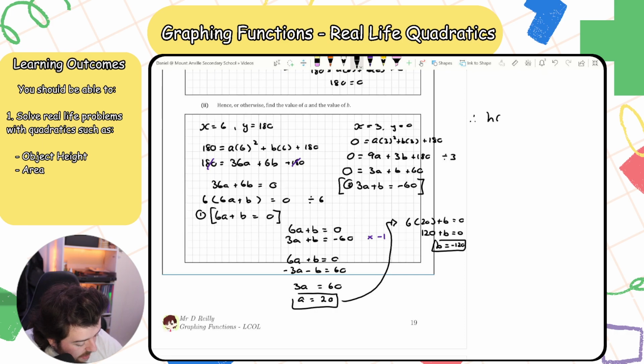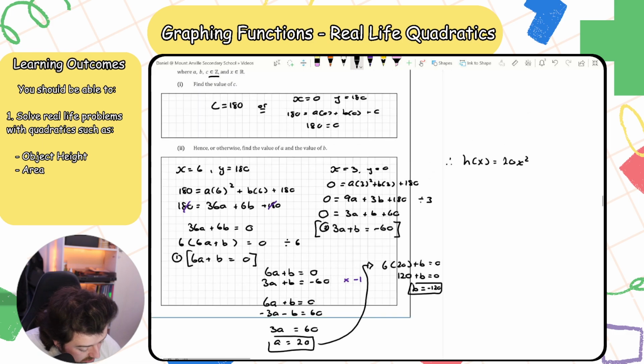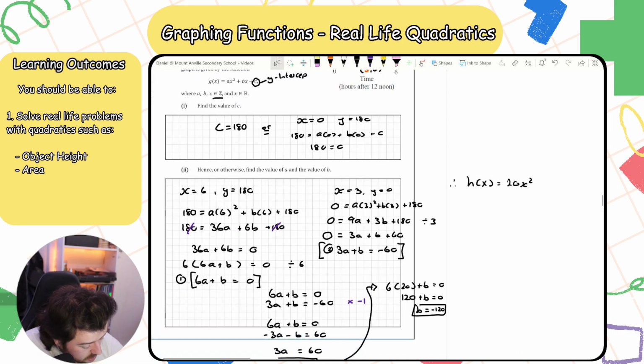Therefore, the function is given by h of x is equal to 20x squared, or is it t? We're dealing with t's, are we? No, it's g. g of x equals 20x squared minus 120x plus 180. And there we have it. Right.